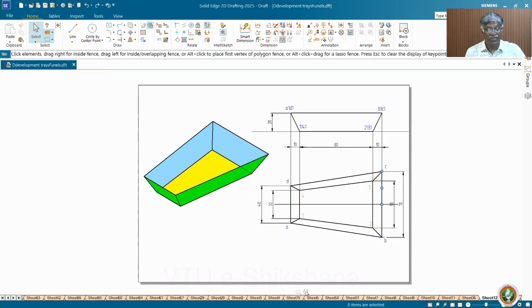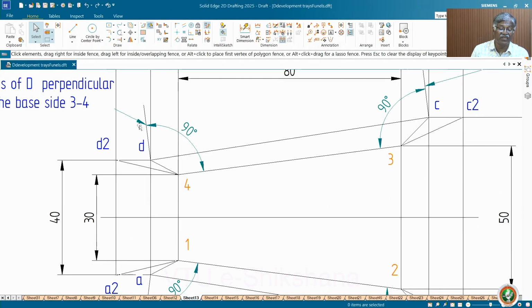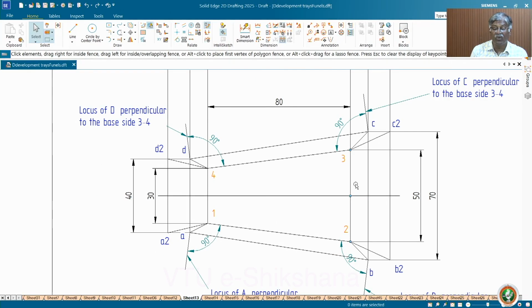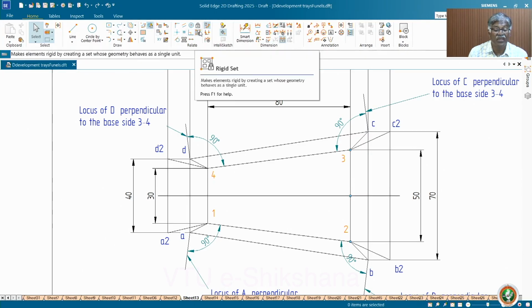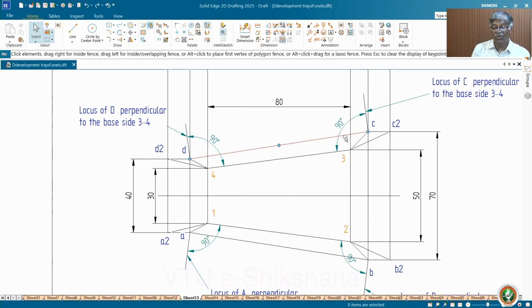Okay. Now let me discuss this here. The procedure, as I told you earlier, I will try to enlarge. See, the locus of D is perpendicular to the base 3, 4. Perpendicular to 3, 4. How is it possible? Okay, now how to draw this? You can use this perpendicular line option, perpendicular to, and then draw it. Okay, so we can easily do that by using this.